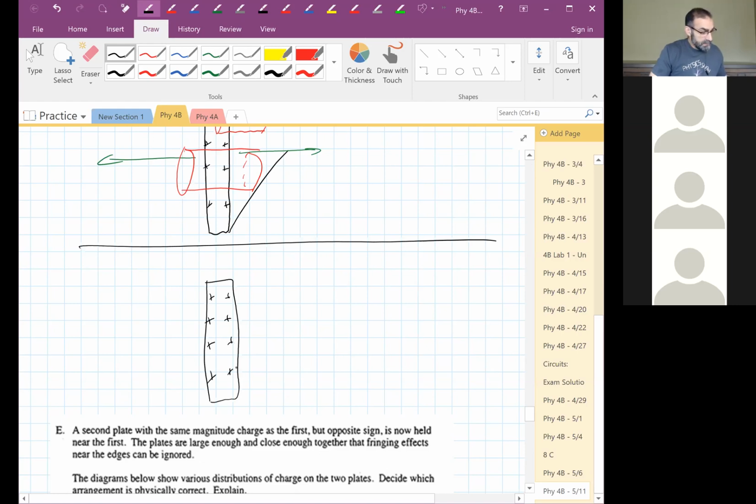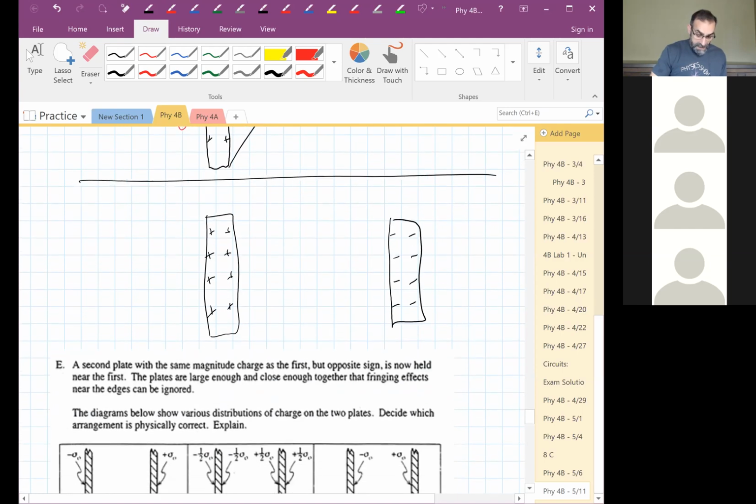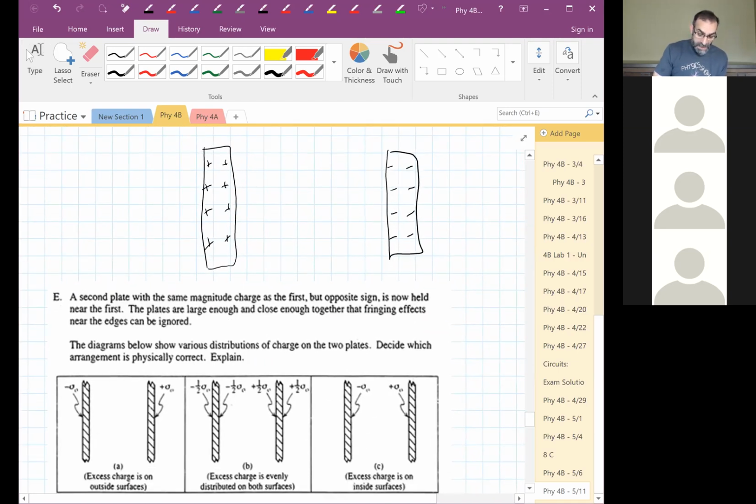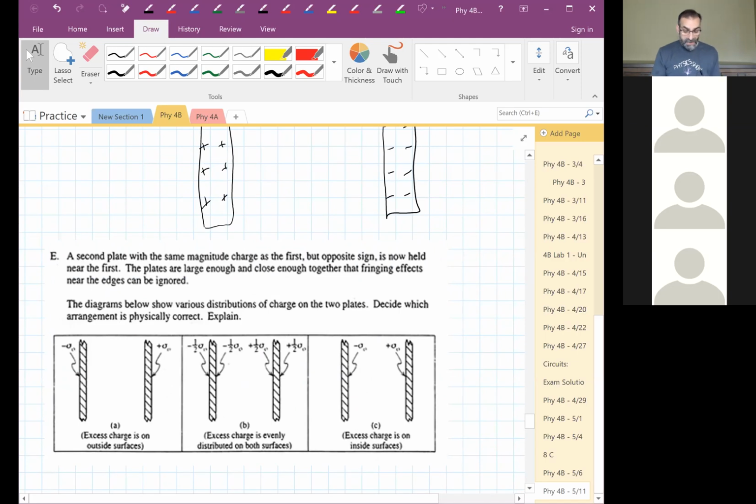And we're bringing in another conductive plate that has negative charge on it. Okay, so the question here says a second plate with the same magnitude charge as the first, but opposite sign is now held near the first. The plates are large and close. So which diagram best shows the various distributions of charge on the two plates?